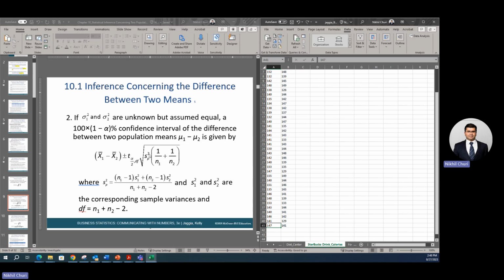And then my next is this square root term. The first term is sp square. The formula for this sp square is given by this formula over here.